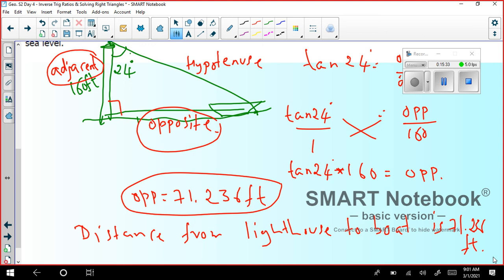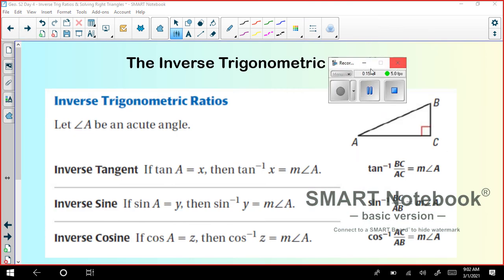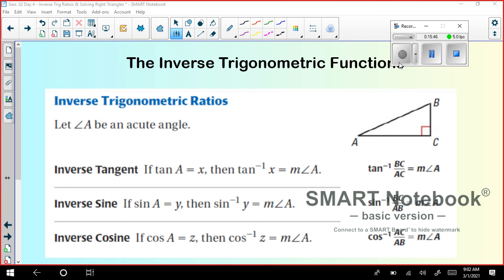Okay, let's move to the next slide. The inverse trigonometric function. Okay, we are starting a new topic. We saw trigonometric functions till now, and now we are looking at inverse trigonometric functions. We are seeing three inverse trigonometric functions.